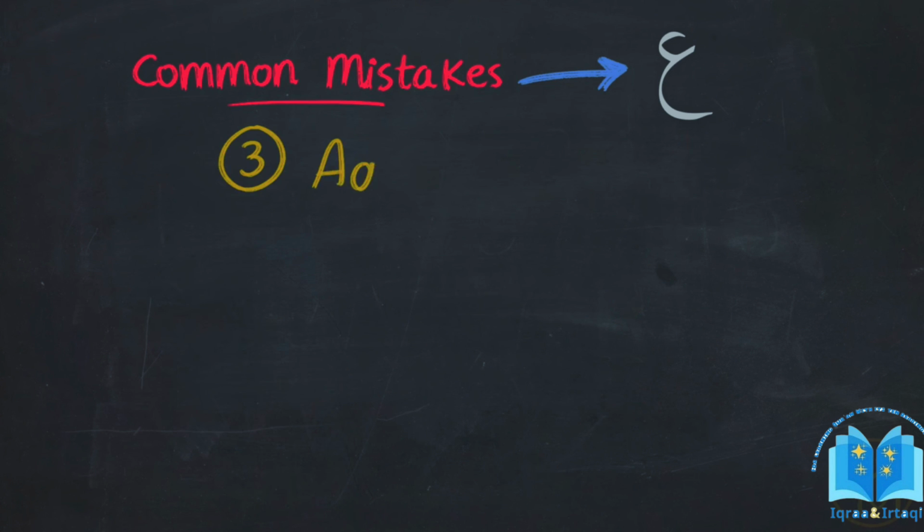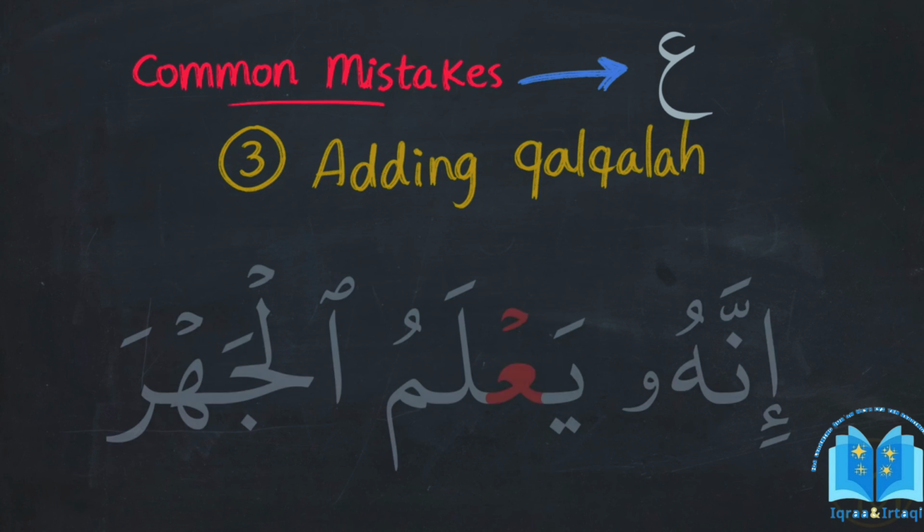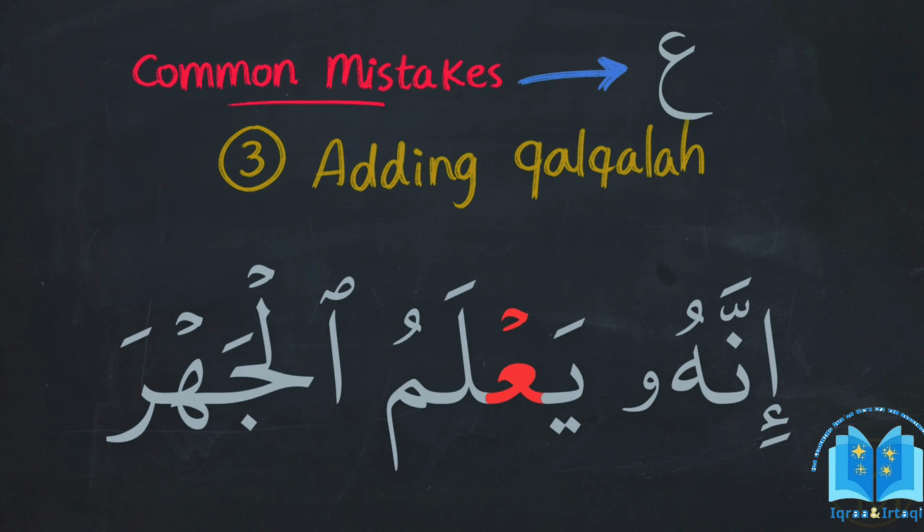Finally, adding qalqala to ayn with sukun, and it sounds like this. Na'budu, na'budu. إنه يعلم الجهر. The ayn is not a qalqala letter. If it has sukun, then it is fully sakin, a pure consonant.